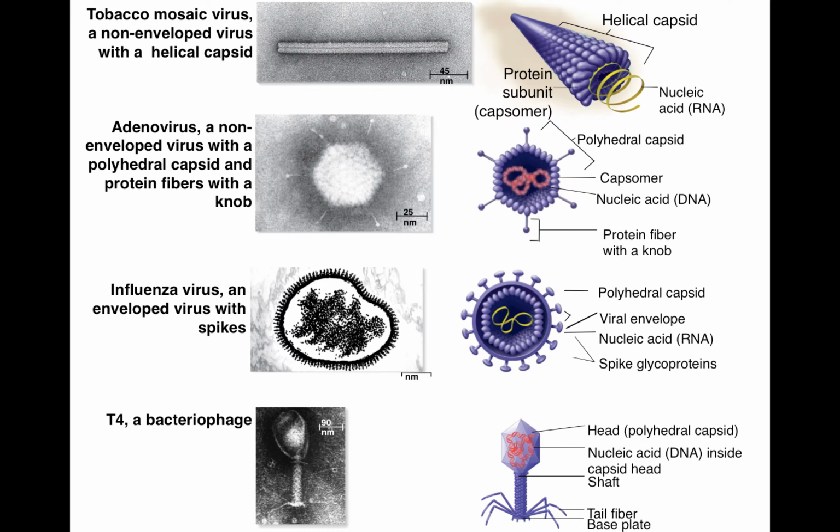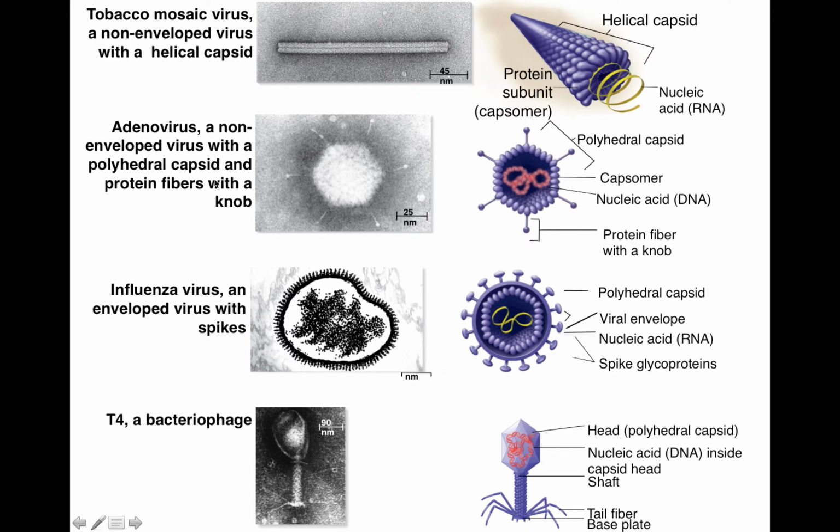Here's a catalog of some of the various types of viruses that you can find here on planet Earth. The first one is tobacco mosaic virus, and it has a very interesting and different structure to it. It has an RNA genome that is basically coded by a single type of protein, and it can be quite long.